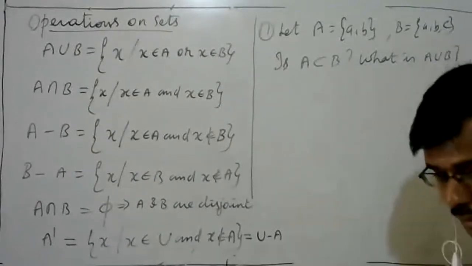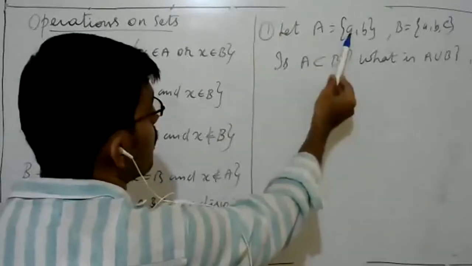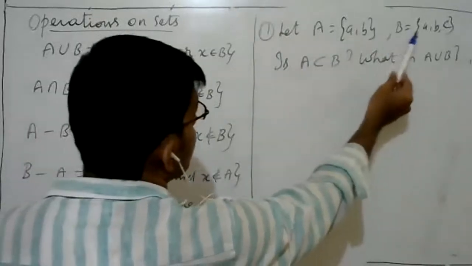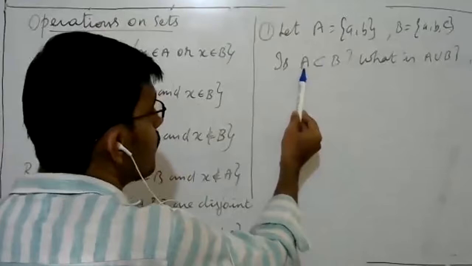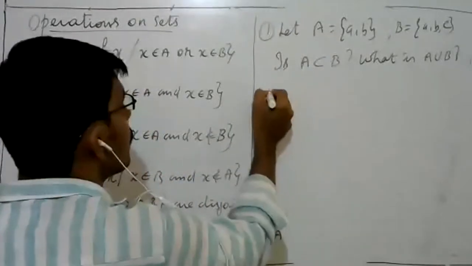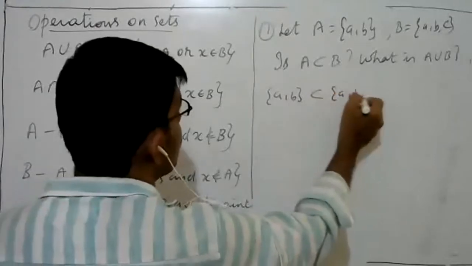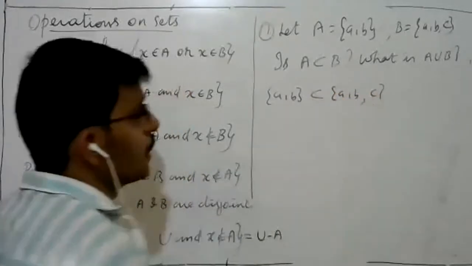This is a question. Look at the question. A is the set {A, B}. B is the set {A, B, C}. Is A a subset of B? That is the question. So {A, B} is a subset of {A, B, C}. Is it true or not?